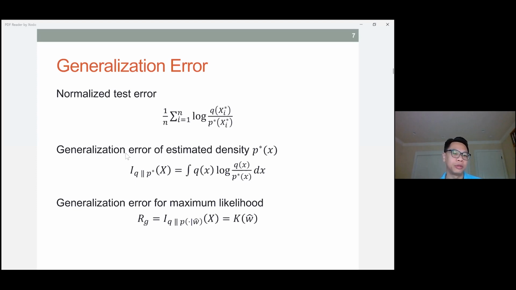So if you ever go to a machine learning talk and they talk about the estimated density, you can always ask them, what is your generalization error? So you're basically asking, what's the Kullback-Leibler divergence, or what's the relative information from the estimated density to the truth? And so for maximum likelihood, the generalization error is going to be the information from P at W hat to Q, and that is just K of W hat, where K was defined previously for a parameter W.